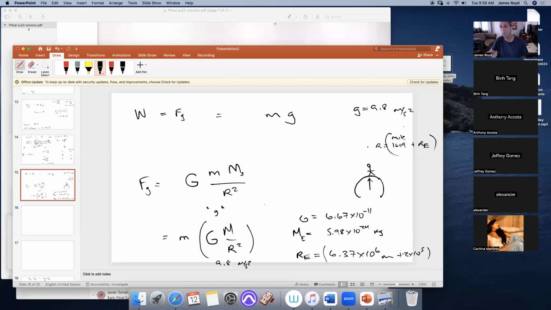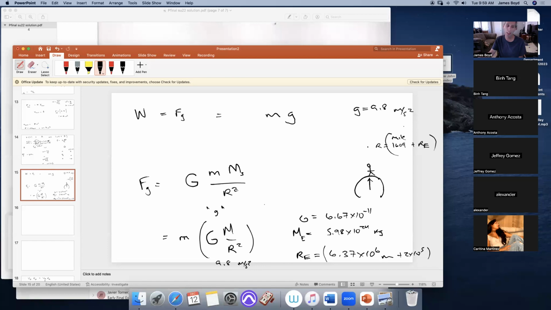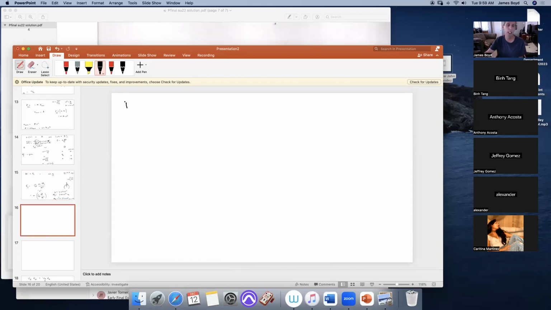You would have to count all of it, which is why it's 9.22. So just be careful, make sure that you understand. This equation is really easy, but you've got to use it a few times. The second thing is the energy in gravity.